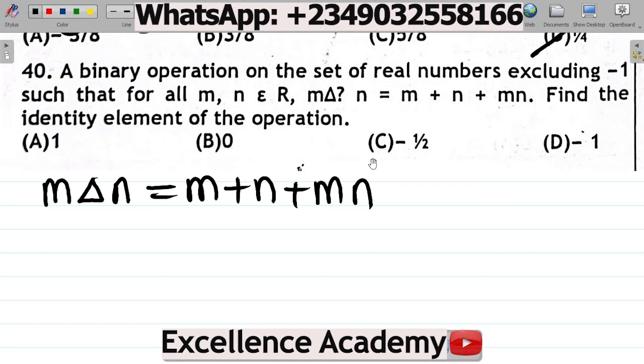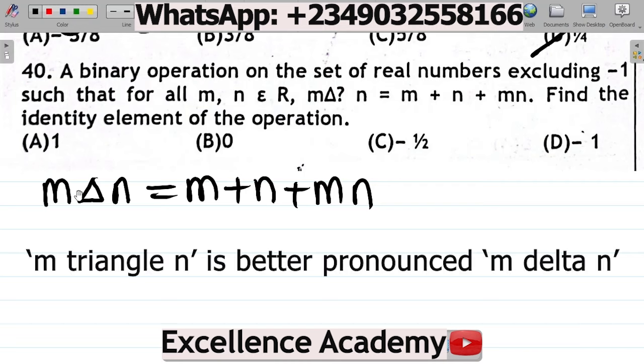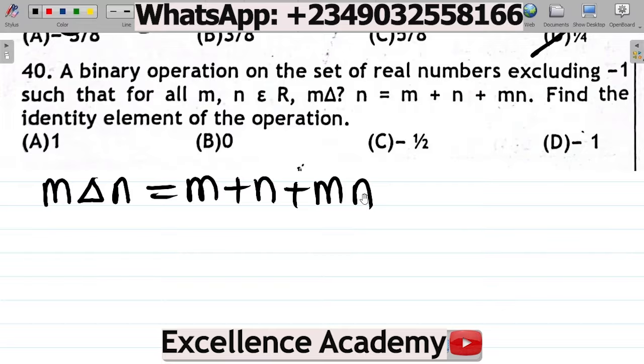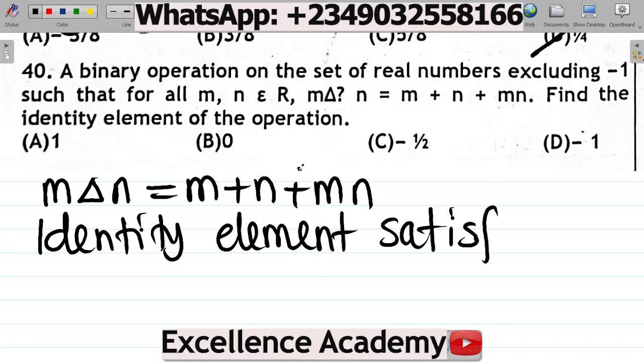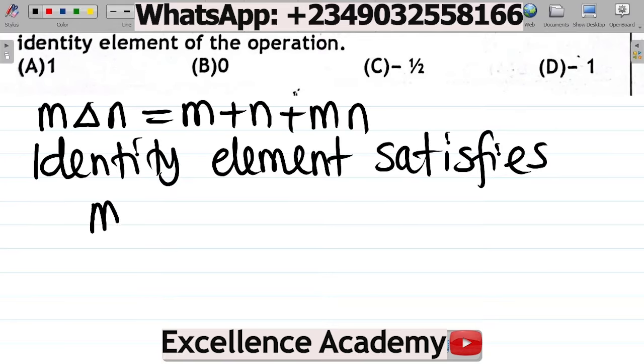So how do you solve this question? You're given m triangle n as being equal to m plus n plus mn. Now, they said we should find the identity element. You want to note that the identity element satisfies a particular condition, and it satisfies the concept that m triangle the identity element will be equal to m. That's the concept here.